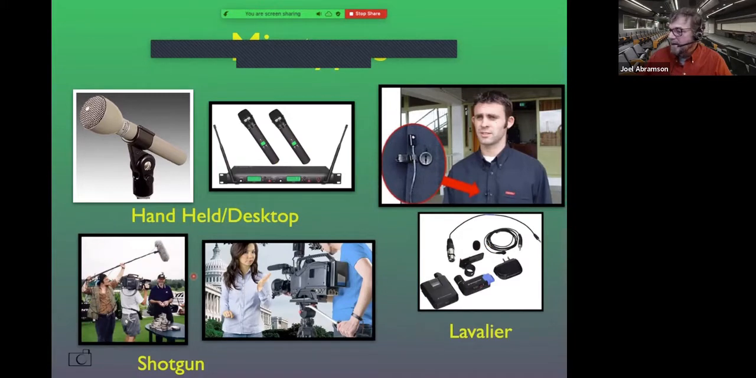Shotgun microphones right here and here. I've got to warn you, this picture is a screen grab from a sales brochure. They want to show how cool this video camera is, and it also has a shotgun microphone here. But if you're using a camera like this in the field, don't use this microphone. Either take a lavalier and put it on your subject, or use a shotgun mic, because this shotgun mic here is highly directional.